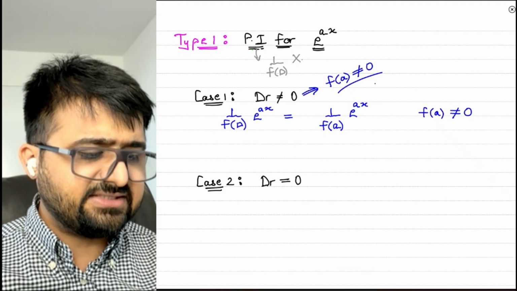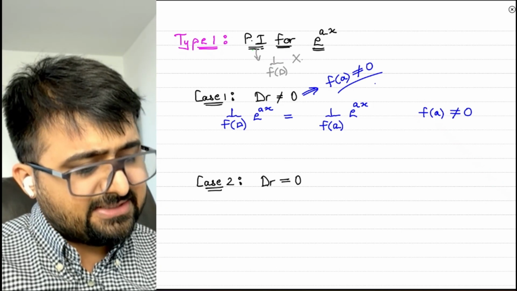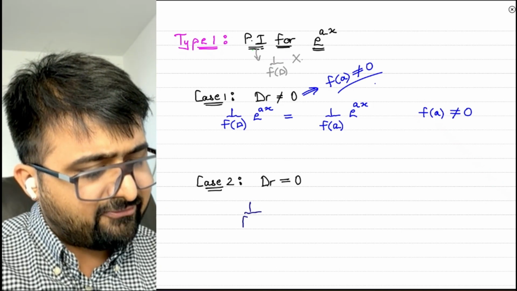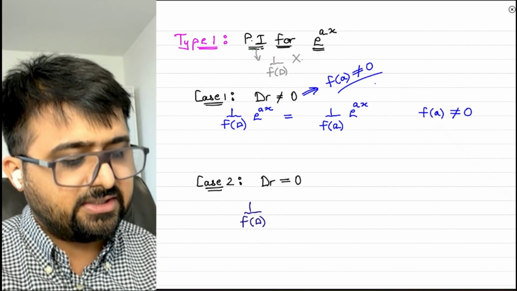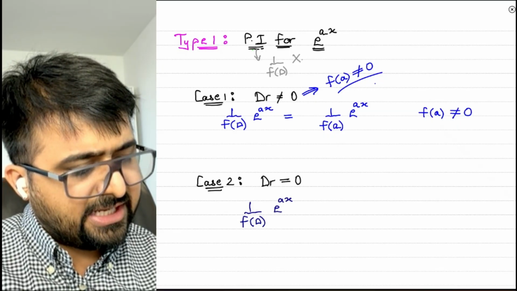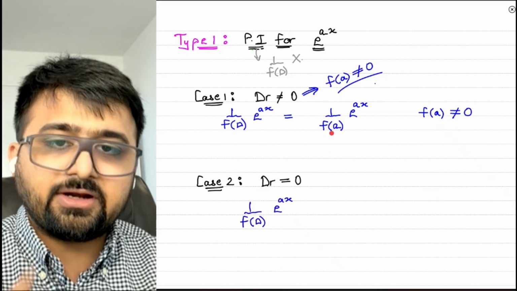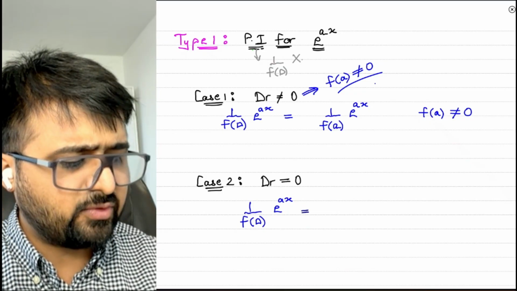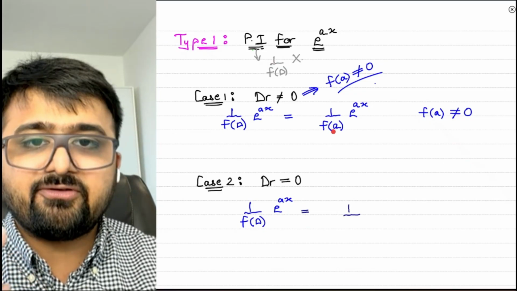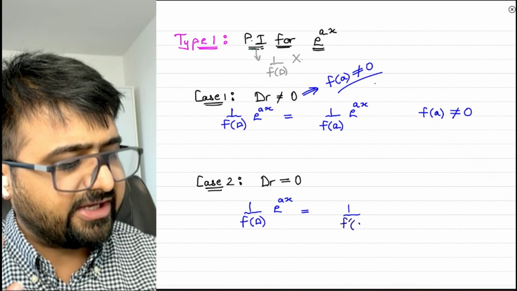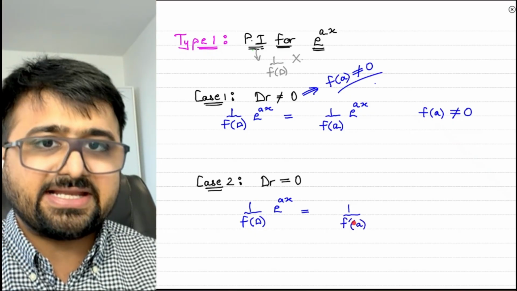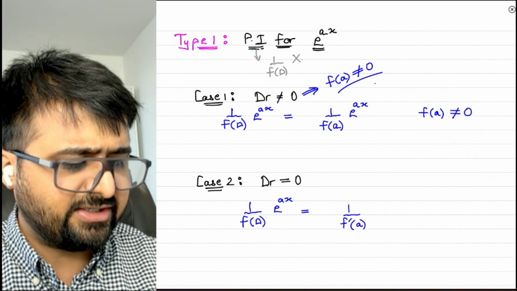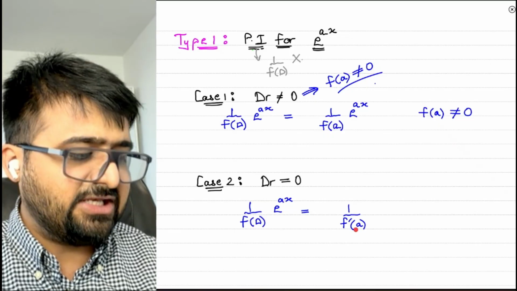That is where case number 2 comes in. Let's see how we calculate 1 upon f(D), or the particular integral, for e to the power ax when the denominator f(a) is equal to 0. If f(a) is equal to 0, it's very simple. Instead of writing f(a), just write f dash of a. So just take the derivative of that function and then plug in the value a.